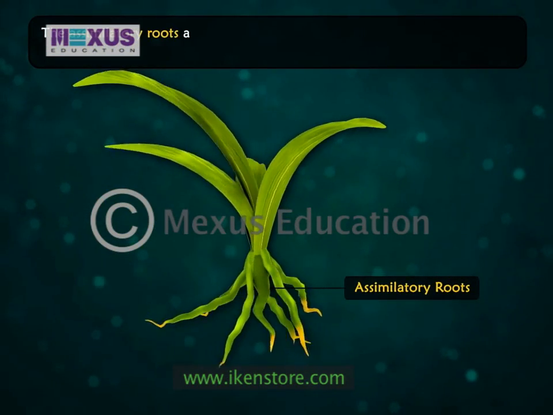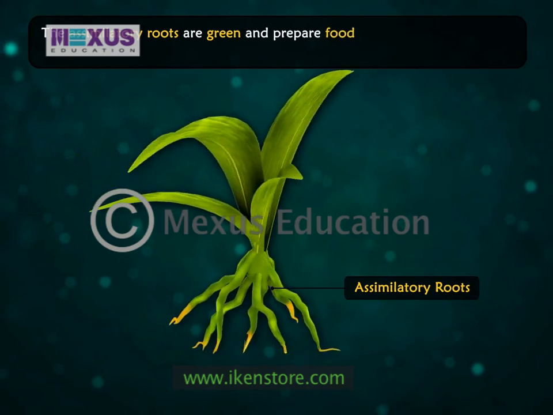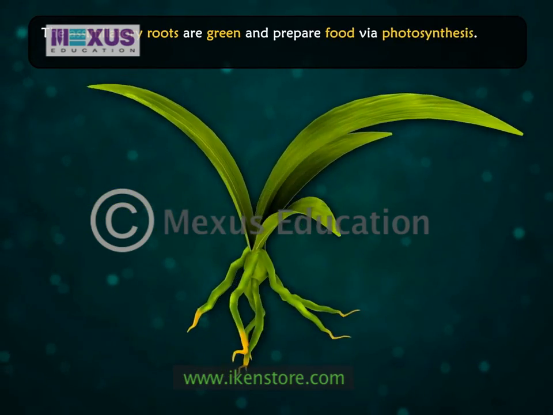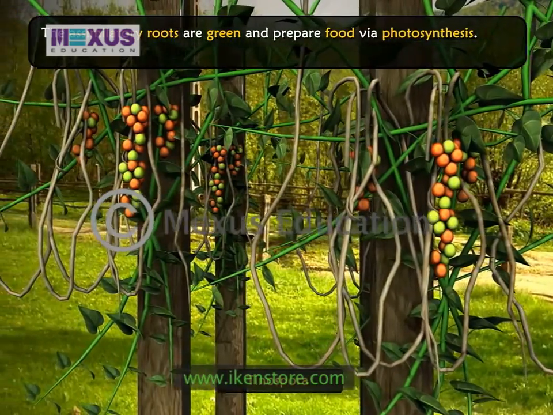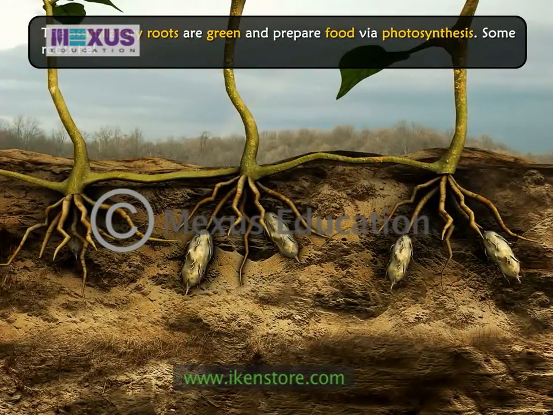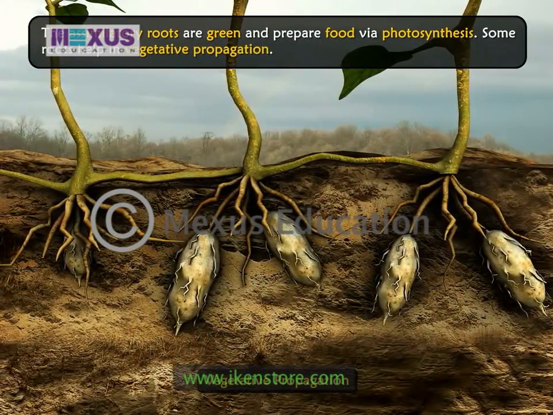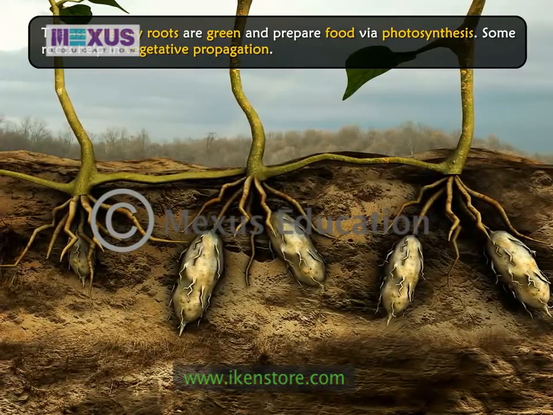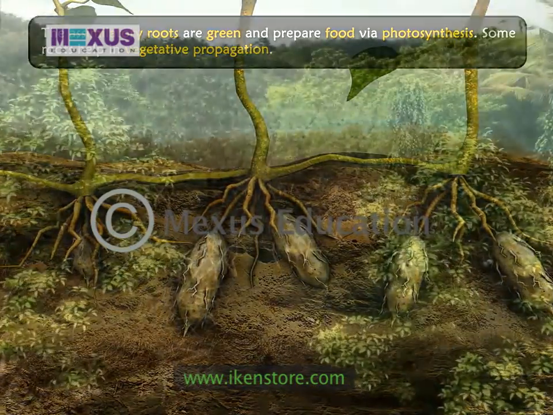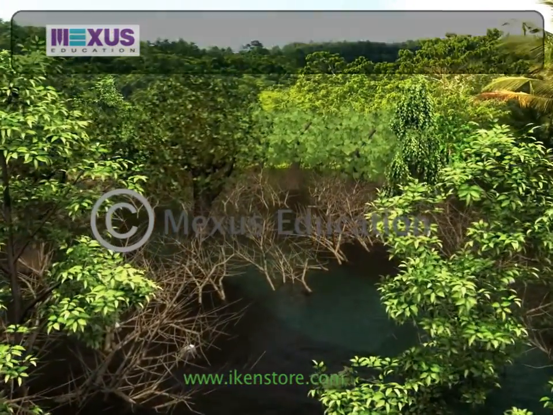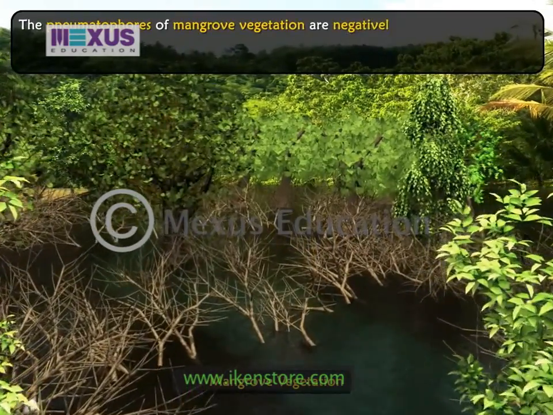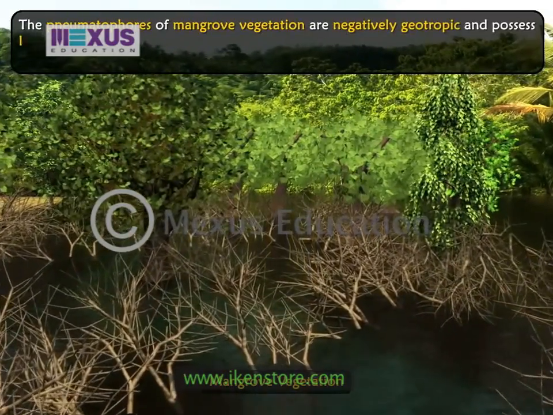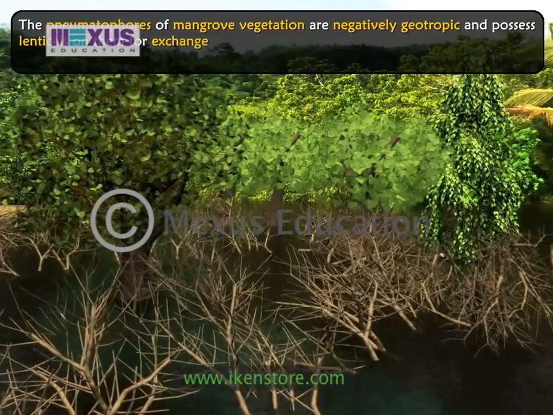The assimilatory roots are green and prepare food via photosynthesis. Such roots are commonly found in Tinospora. Some roots help in vegetative propagation, for example, in case of sweet potato. The pneumatophores of mangrove vegetation are negatively geotropic and possess lenticels on them for exchange of gases.